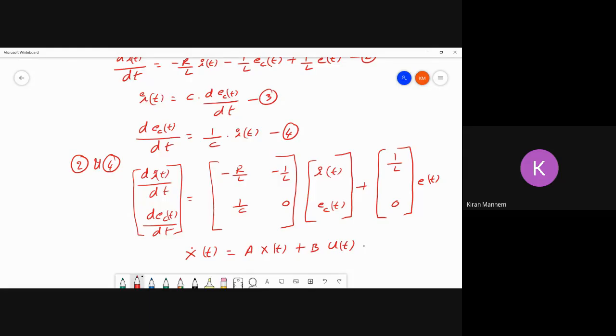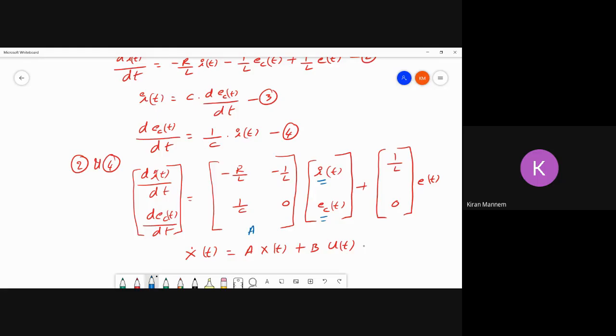And what are the state variables? As I mentioned, the state variables are the current through the inductor and the voltage across the capacitance. It will give you the state at any point of time, and it is purely dependent on the voltage across the capacitor and current through the inductor. So that's why these two are the state variables.